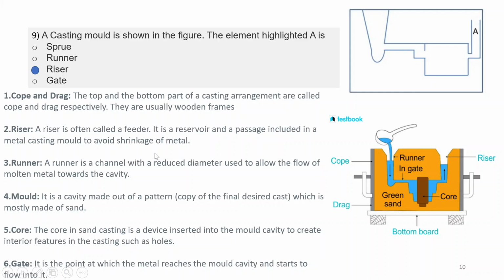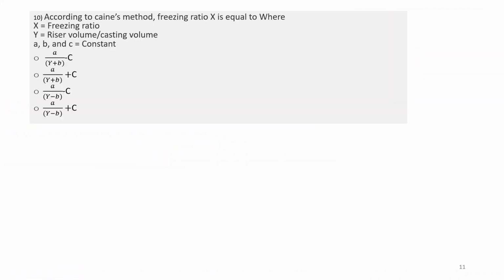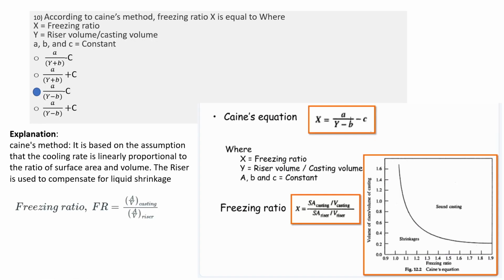Next question is, according to Kahn's method, freezing ratio X is equal to what? These are the definitions. X is the freezing ratio, Y is riser volume divided by casting volume, and A, B, C are constants. You have to find out what the freezing ratio will be in terms of these constants. According to Kahn's method, this one will be the answer. Kahn's equation is given as X equals A upon Y minus B, plus C.